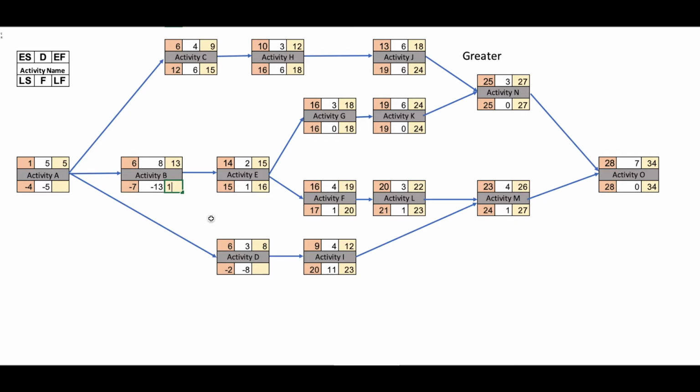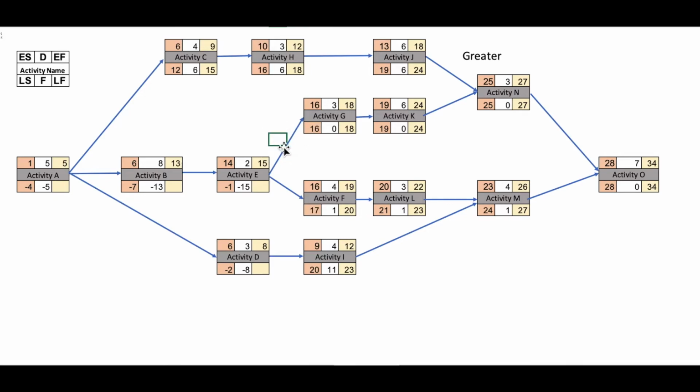So here we have 14. Okay, there is something wrong. So when we are using backward path, we take the smaller activity. So we have 2, 16 and 17. So we'll use 16 minus 1. So it will become 15. Okay, so this is 16 and 17.